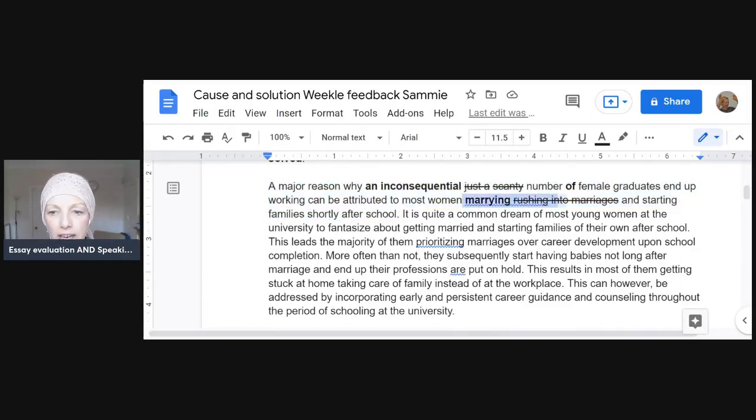Okay, so marrying and starting families. Now she has to say something about that. In order to get 8 in coherence and cohesion, every sentence needs to be linked to each other and linked to the question. We focused on this a lot in the masterclass as well. I would say to students, how does this sentence connect to the question? Okay, so let's see. It is quite a common dream of most young women at the university to fantasize about getting married and started families of their own after school.